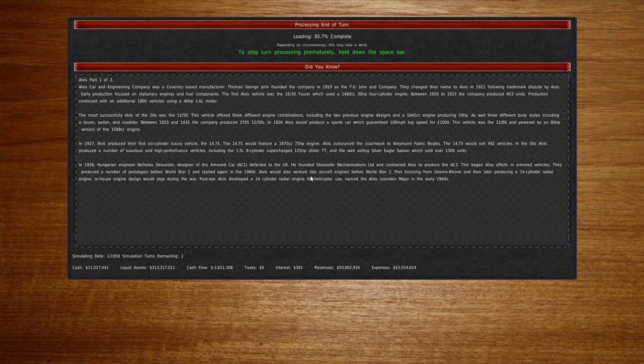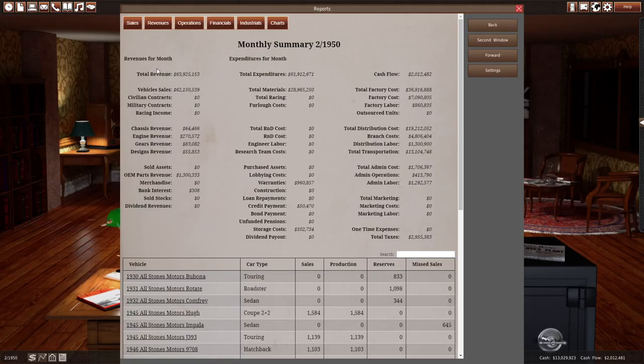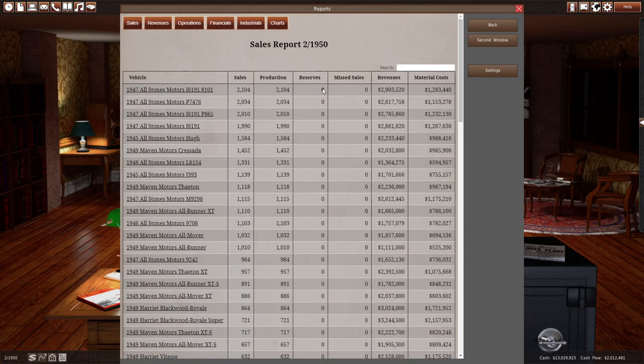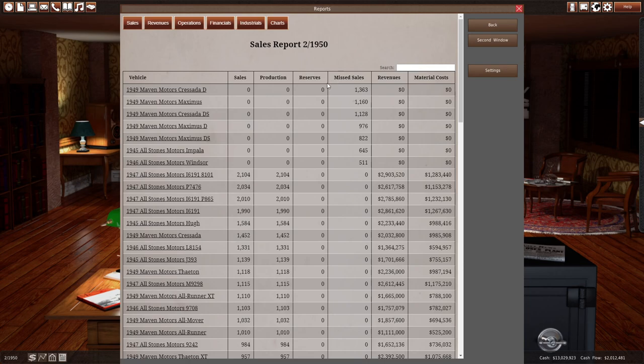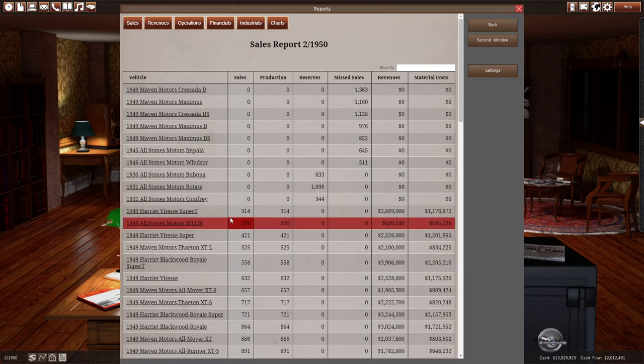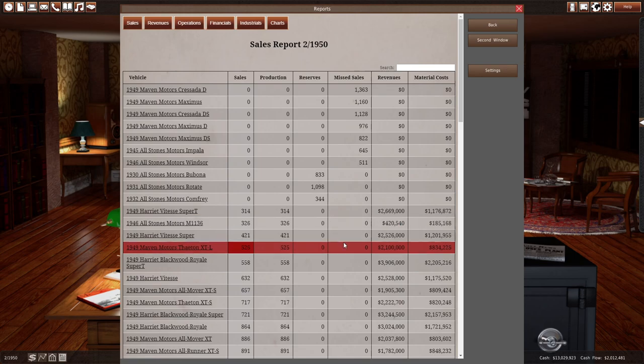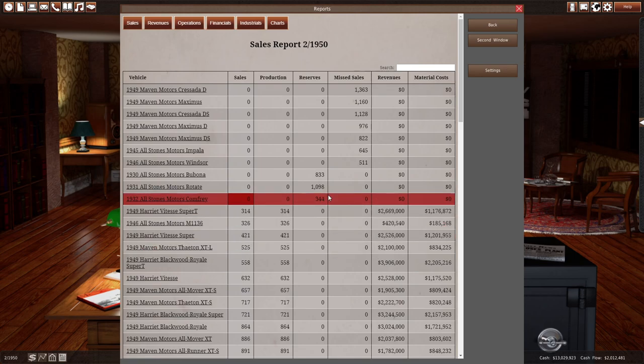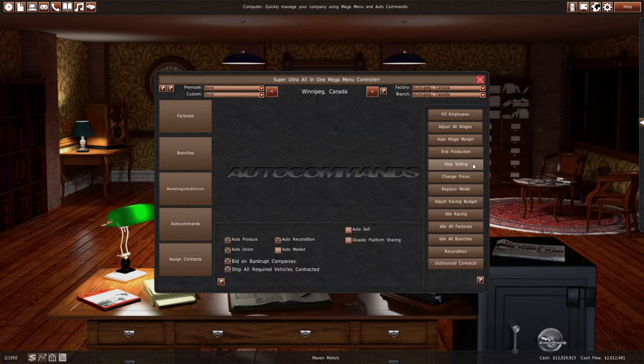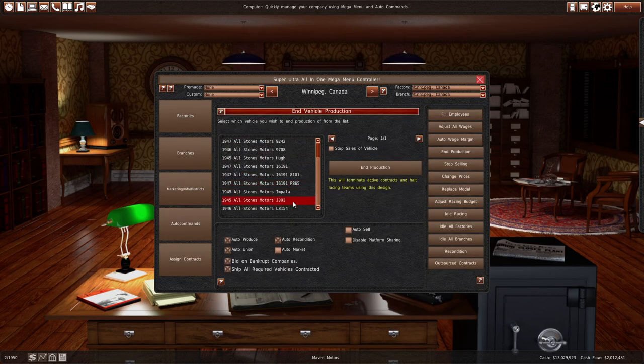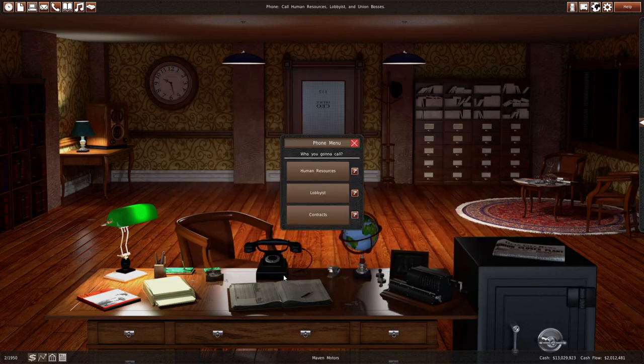I think we'll make profit, but how much profit? 2 million? Yeah, that's not much. That's worse than I was even hoping for. Okay. We're okay. We do have a lot of missed sales. A lot of missed sales. We can cancel some cars. We're going to cancel the M1136. Yeah, I'm gonna go cancel the M1136 because it's not really selling well.